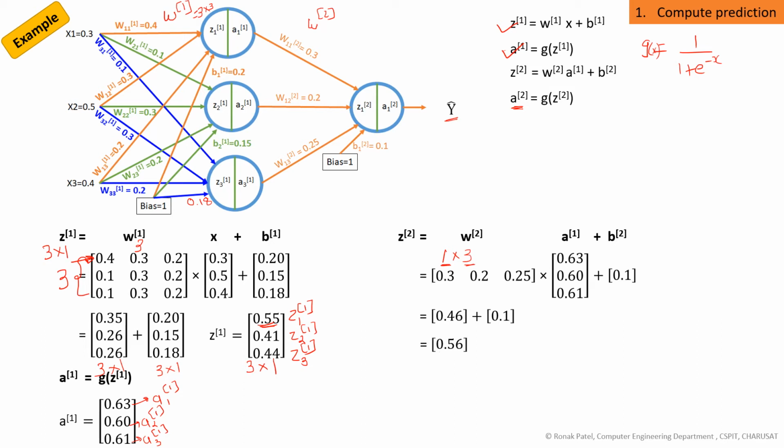Now what is A2? A2 is our prediction, right? Because the output from this neuron is your prediction. So A2 is our output. What is A2?